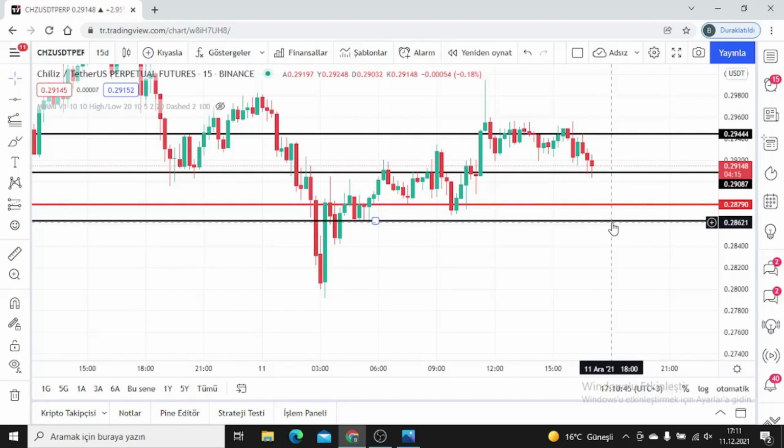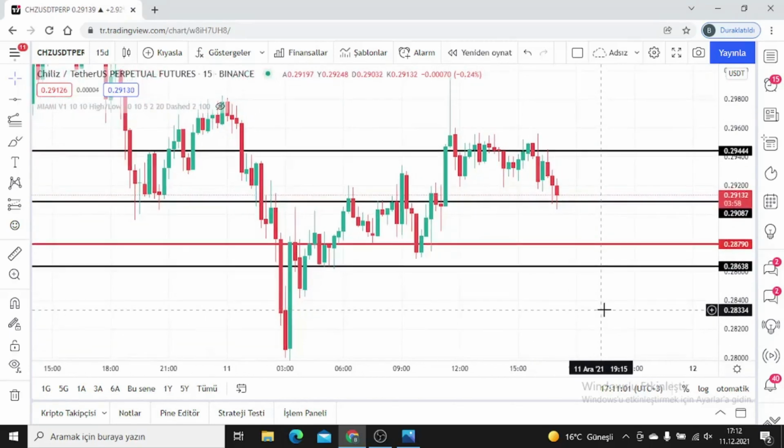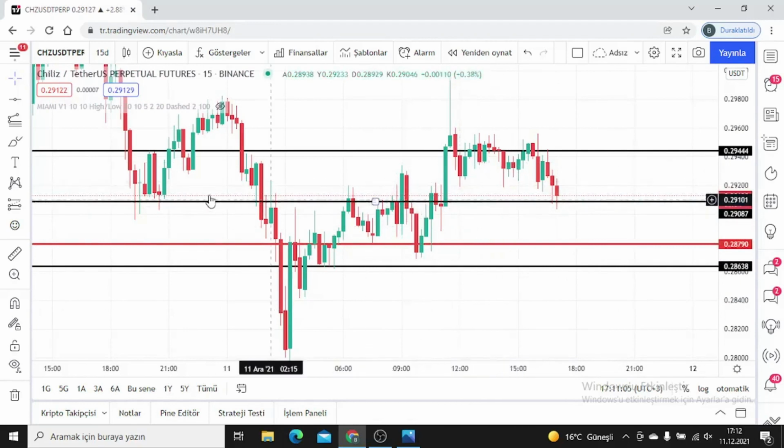So it depends on how many orders you place to support. I place orders on 3 supports. You open orders for 5 supports. But the important thing here is not to trade with all of our money, but to enter the transaction by dividing our money, friends. If we enter the transaction by dividing our money, we will already gain.